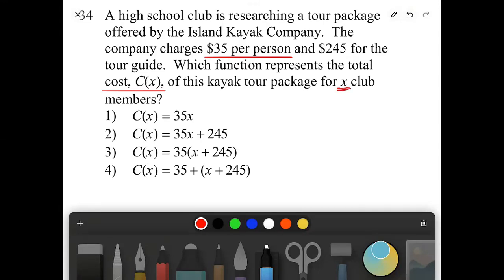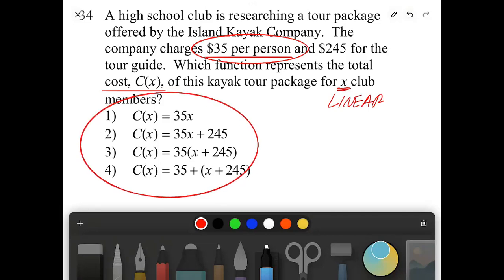So basically, one of the things you should know is that since they're charging $35 per person, that means for every person that goes on the tour, they're going to have to pay $35 more. So you're adding $35. As soon as you see the words per person, $35 per person, and it's the same amount per person, you should say, oh, this is a linear function. Even if you didn't see that, all of the answer choices are linear. Now we have to figure out which one is the correct one.